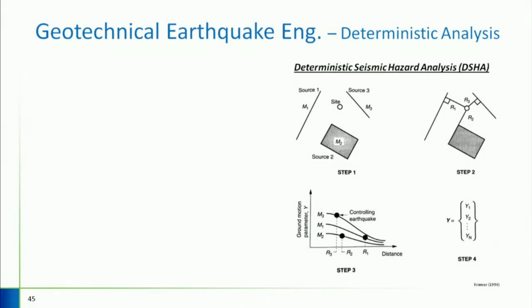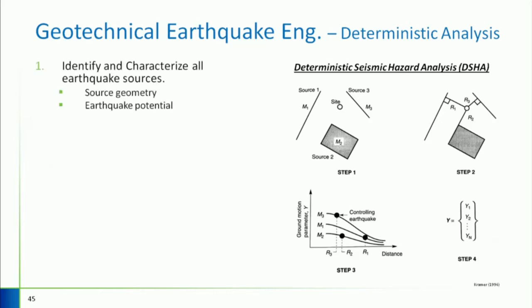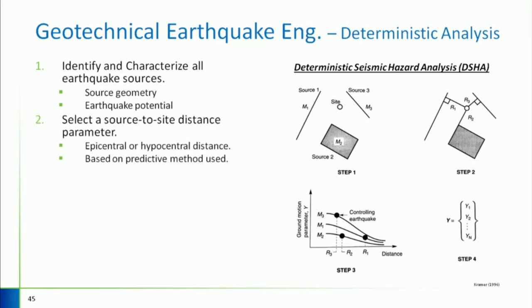So, deterministic and probabilistic methods. I'm going to try to go through these really quickly because they're pretty dense. You identify your sources, whether they be linear or areal features. You go to step 2, you select a distance, usually the closest distance. It can be epicentral or hypocentral. Epicentral is distance along the surface. Hypocentral is a tangential distance, so the actual distance from your site through the earth to the fault.